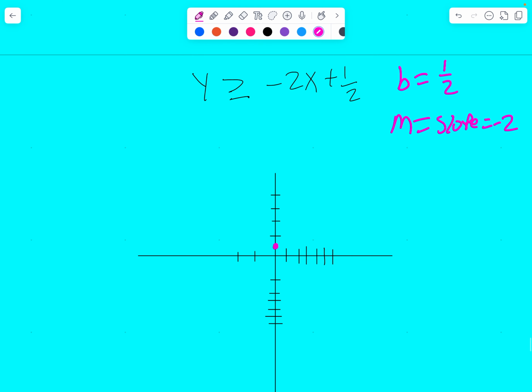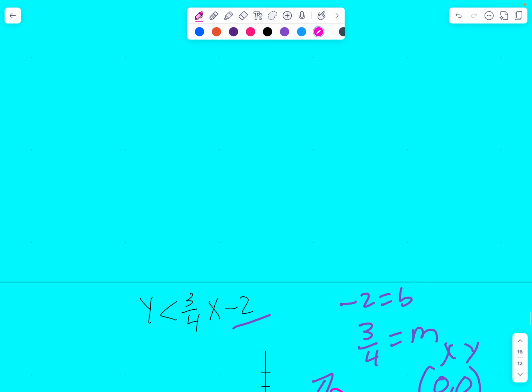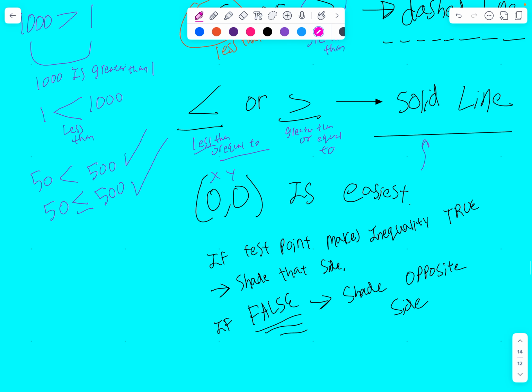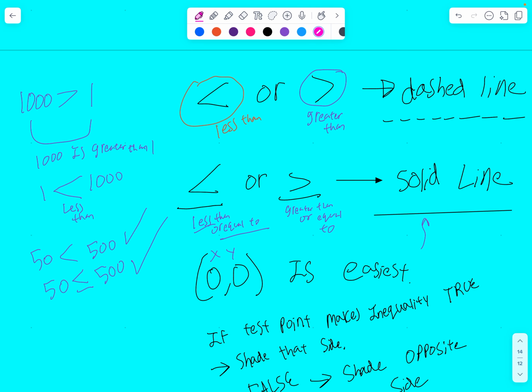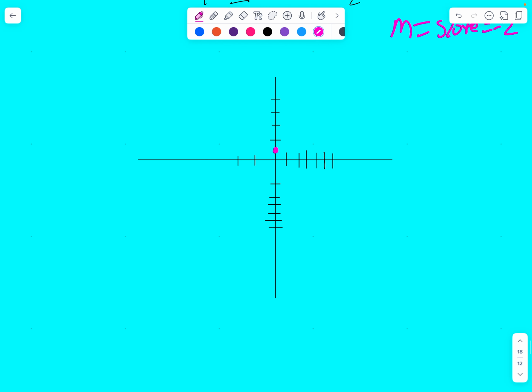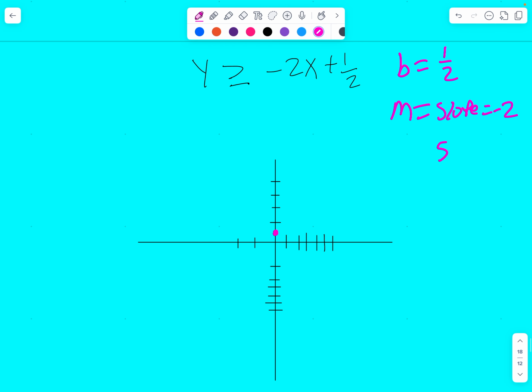I was going to say to you guys, do you think this is a solid line or a dashed line? It's greater than or equal to. Let's take a look at the rules, right? If you are greater than or equal to, you are a solid line. Hopefully you guys got that one right. So I'm going to write down solid line so I can go back to that. So we have negative 0.5. I've got to go down by 2. 1, 2. Now I have to go to the right by 1.